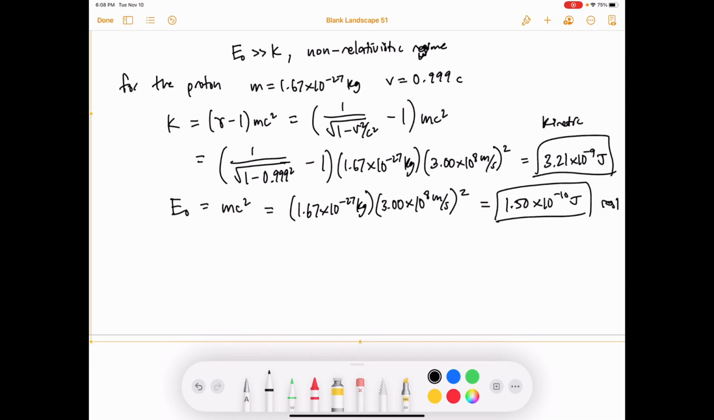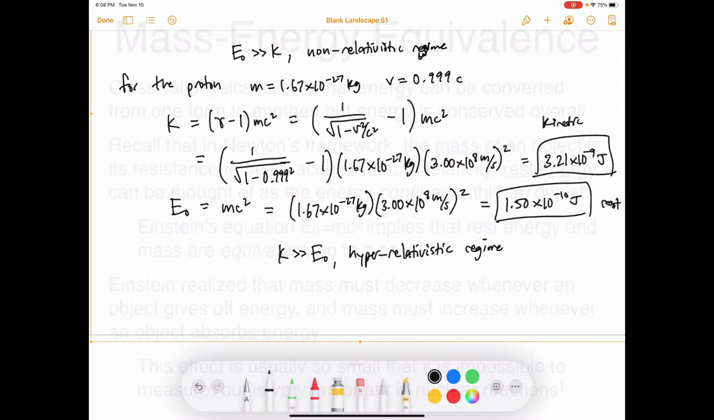So in this case, the kinetic energy is actually much, much bigger than the rest energy. We're not in the non-relativistic regime. We're in what's called the hyper-relativistic regime here, because this proton is moving very, very close to the speed of light.